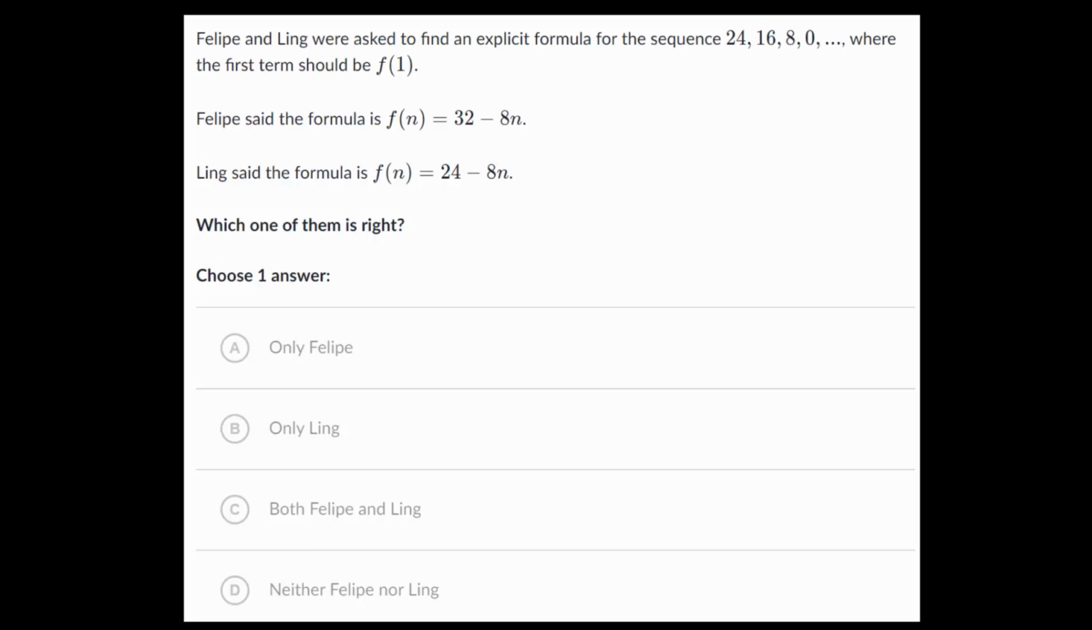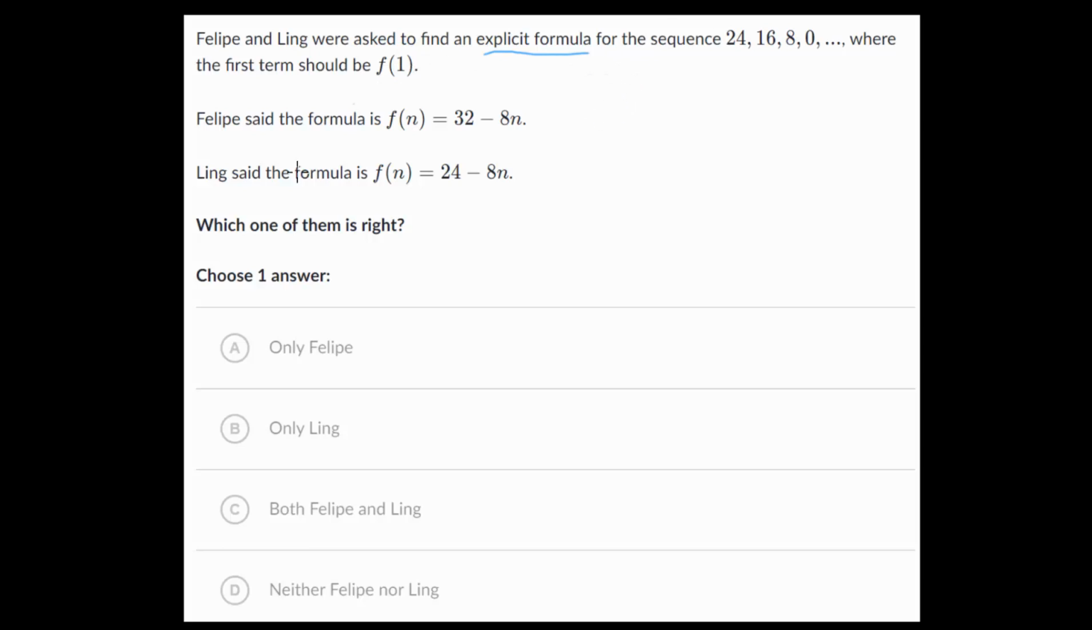In this video, I'd like to look at two more challenging problems for the explicit formulas for arithmetic sequences. So in this example, Philippe and Ling were asked to find an explicit formula for the sequence 24, 16, 8, and so on, where the first term should be f of 1.